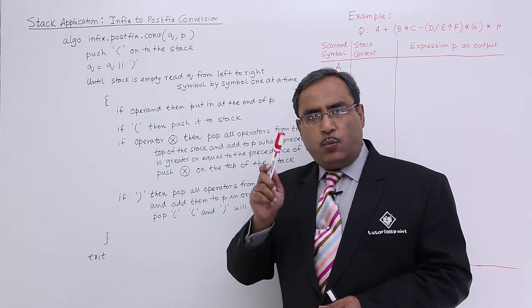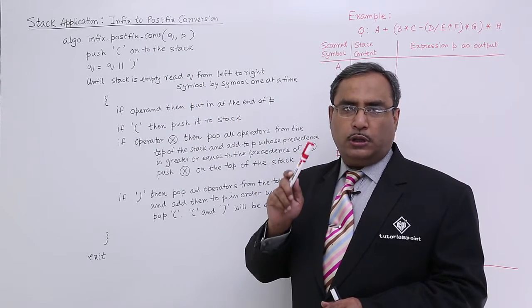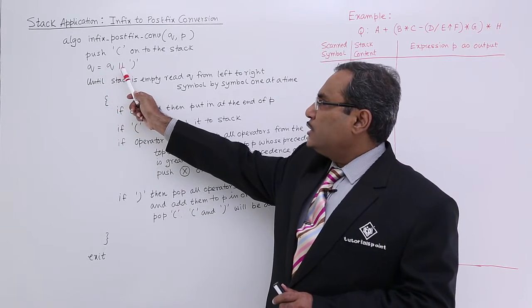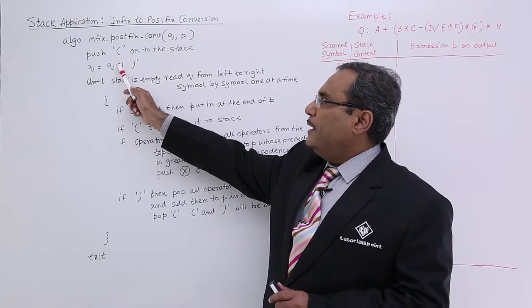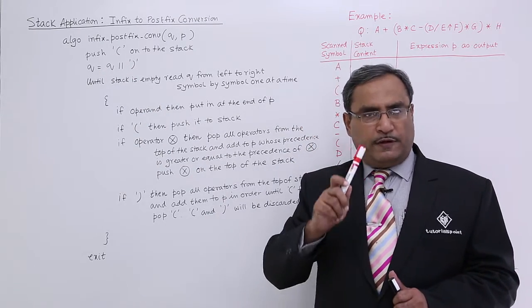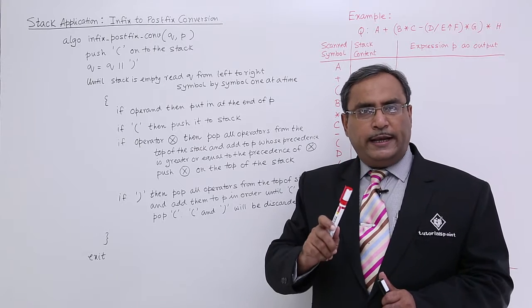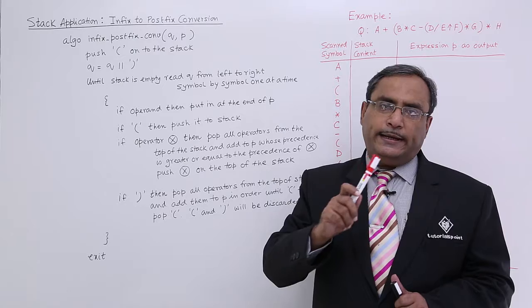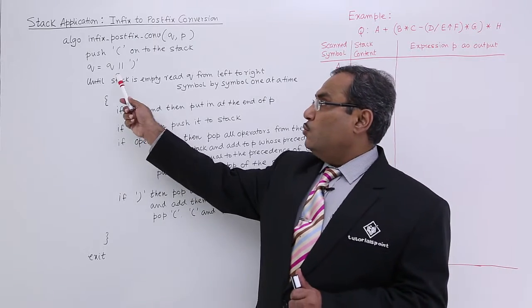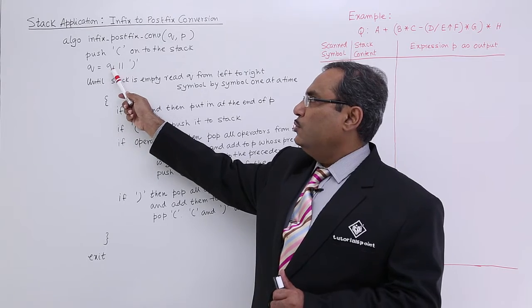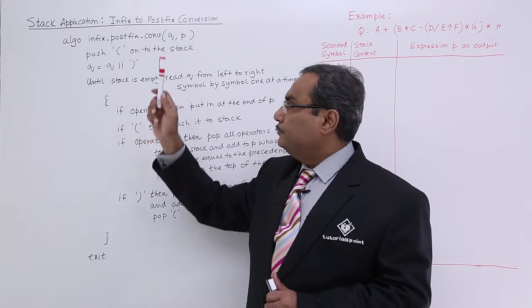So, at the beginning one opening bracket will be pushed on the top of the stack, and Q concatenation closing bracket will be assigned to Q. That means one closing parenthesis will be concatenated at the end of Q, and then Q will get initialized with that.